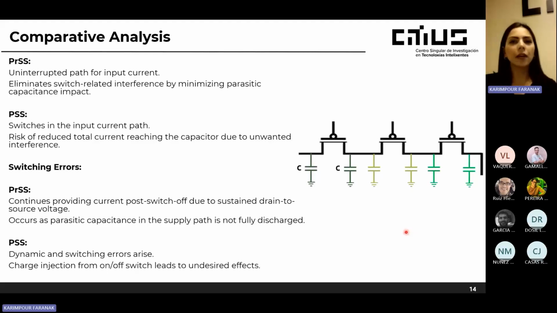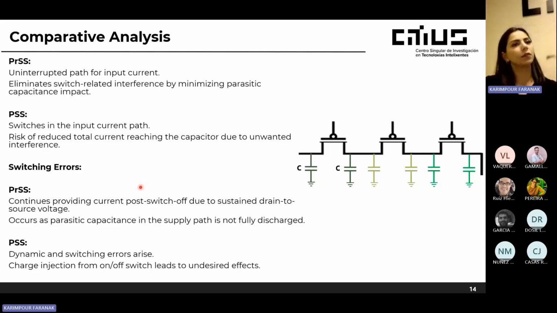Now let's examine the effect of parasitic capacitance in the PRSS and PSS structures. The PRSS structure ensures an uninterrupted current summing in a capacitor, eliminating the interference. Meanwhile, the PSS structure, with switches in the path of the current, introduces a potential interference, and we can counterbalance it with a larger capacitor. Also, regarding the switching errors, the PRSS structure has a unique characteristic: it continues to provide current for a specific time duration, even when the source switch is off.